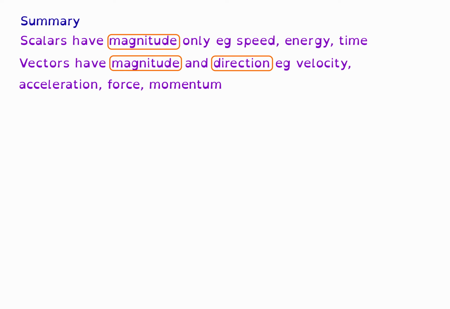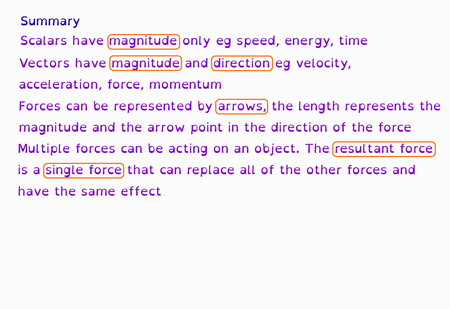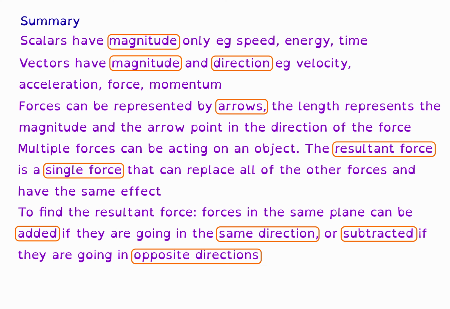In summary, scalars have magnitude only, for example speed, energy and time. Vectors have magnitude and direction, for example velocity, acceleration, force, momentum. Forces can be represented by arrows, and the length represents the magnitude, and the arrow points in the direction of the force. Multiple forces can be acting on an object. The resultant force is a single force that can replace all of those other forces and have the same effect. To find the resultant force, forces in the same plane can be added if they're going in the same direction, or subtracted if they're going in opposite directions.